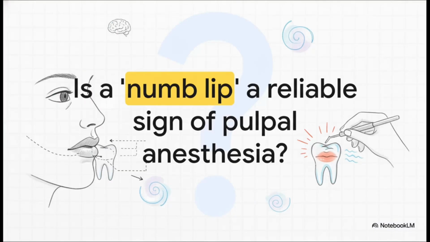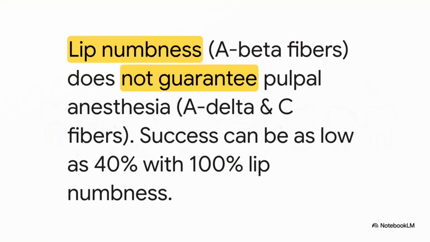And here's another one of those classic clinical puzzles that's also a favorite exam question. Your patient says, "Yep, my lip is totally numb." You feel good, but then you go to touch the tooth and they jump out of the chair. So what gives? Why is the lip numb but the tooth isn't? The answer goes right back to our nerve fibers.